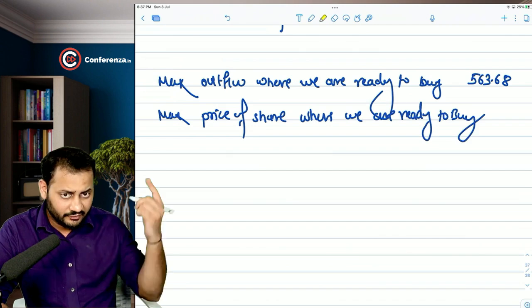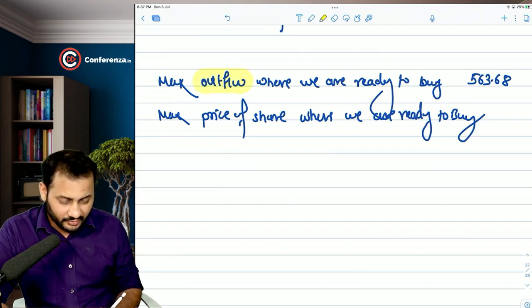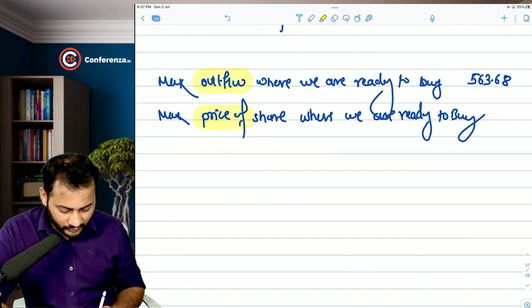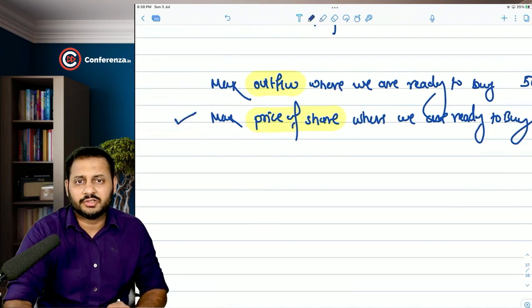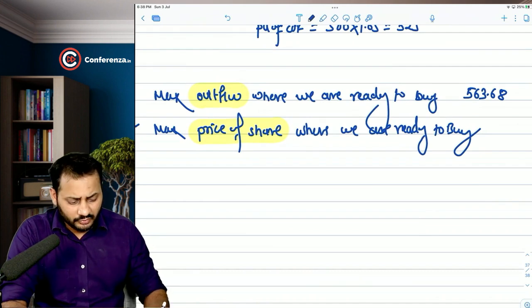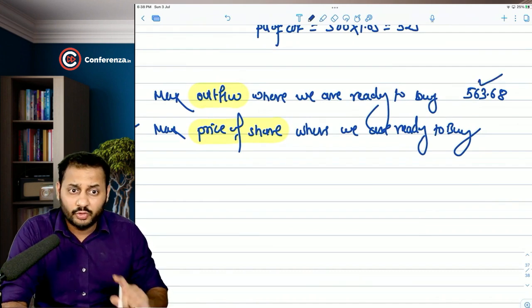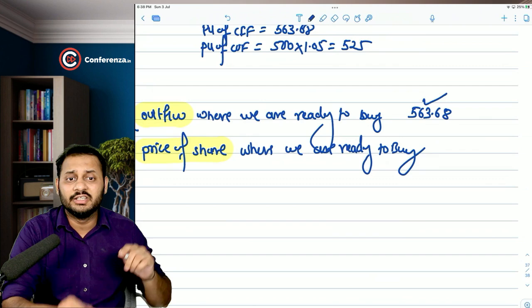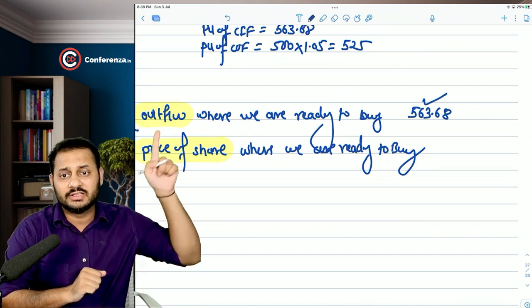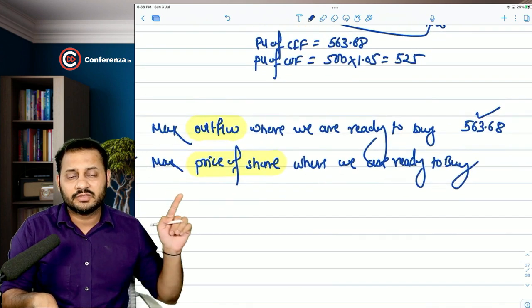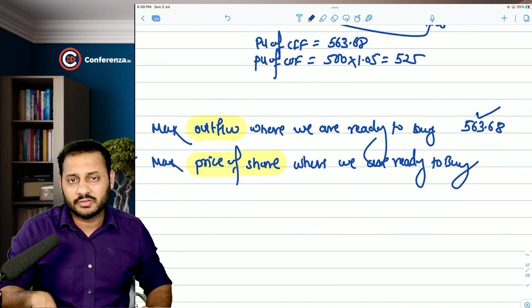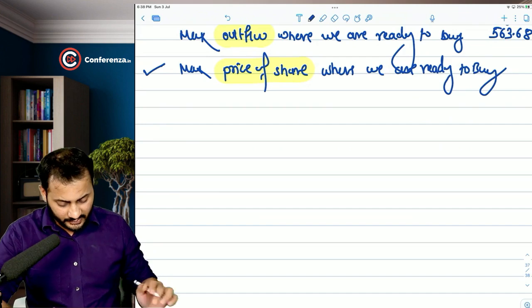Sir, what is the difference in the two sentences? The first one says about the outflow, the second one says about the price of the share. The question is asking you the price of the share. So, is this not the price of the share? No, sir, this is not the price of the share, because this includes incidental expenses. This is the maximum outflow that we can afford. But what is the price of the share that we can afford? Maximum price of the share. See, it's very simple.